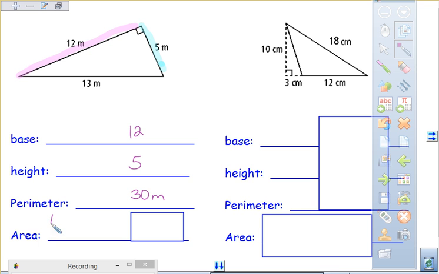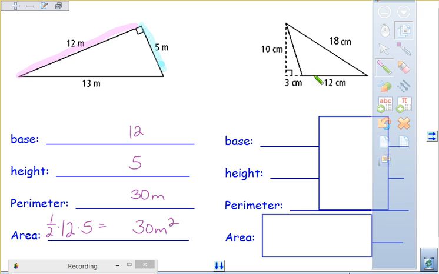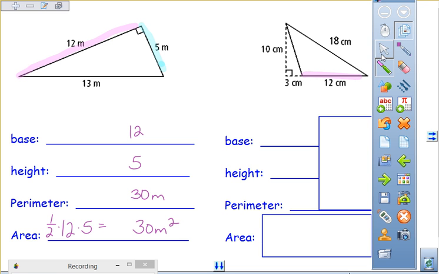So then our area is 1/2 of our base times our height, and that gives us our 30 square meters. In the next example, we're going to use 12 as our base. Our height has to be perpendicular, so our height is the 10.